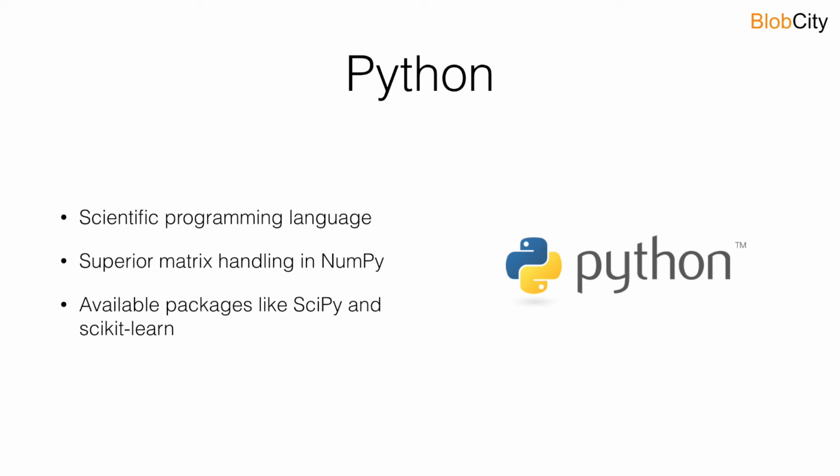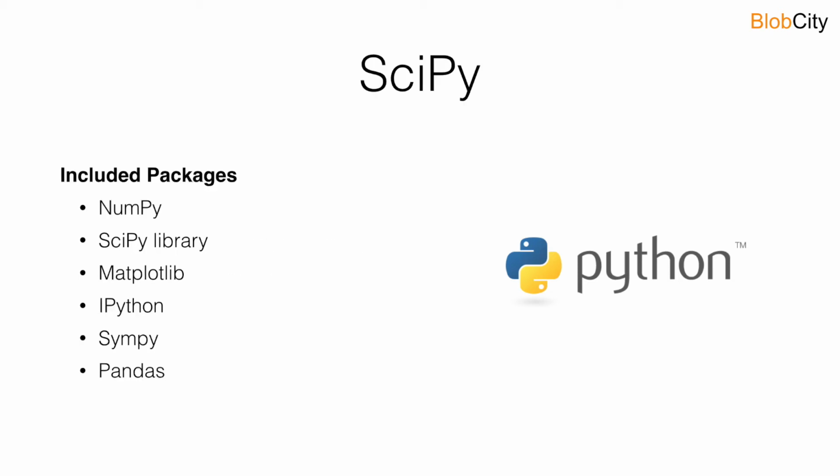The NumPy library makes mathematical matrix management extremely easy with built-in support for powerful matrix operations. Often, many machine learning projects require a lot of matrix operations. The SciPy package is a Python-based ecosystem of open-source software for mathematics, science, and engineering. Some of the core packages that make up SciPy include NumPy, the SciPy library, matplotlib, IPython, SymPy, and Pandas.